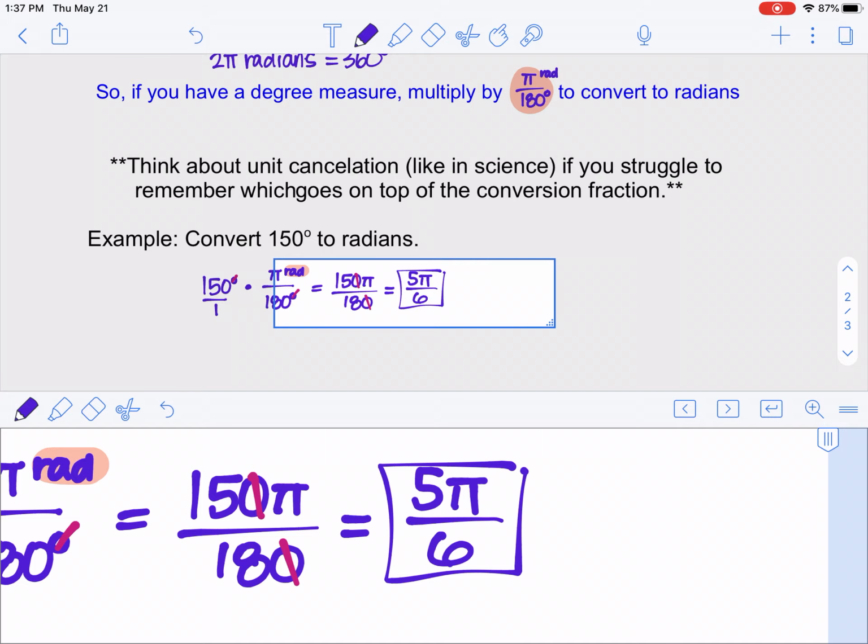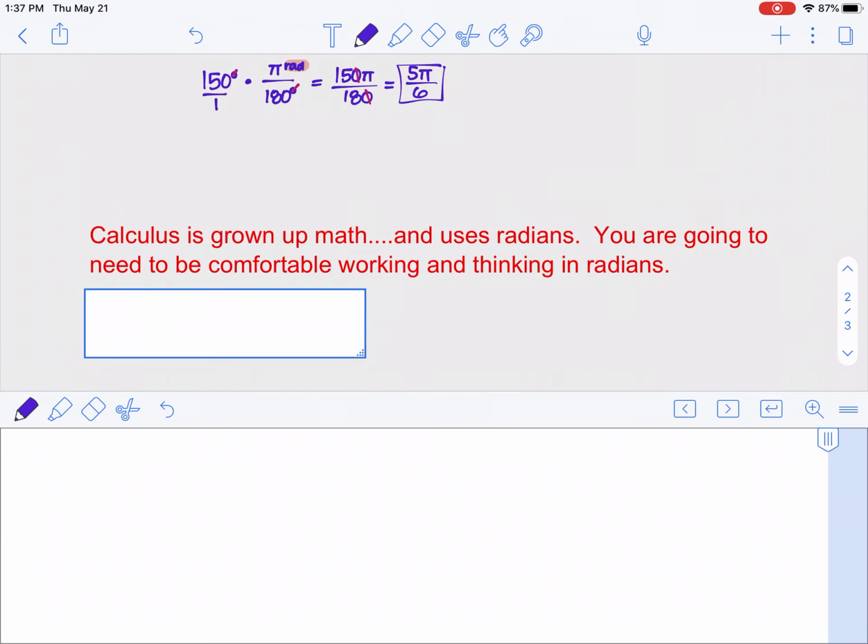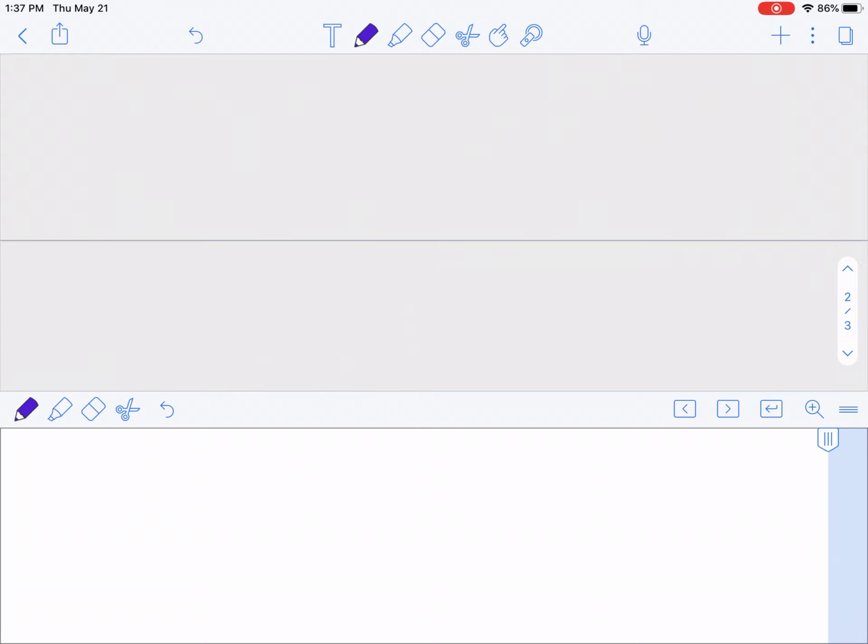All right, now it's really important, right? Calculus is grown-up math, it uses radians. You're going to need to be comfortable working and thinking in radians. It's kind of like when you are starting a new foreign language, right? You know that you really understand that foreign language if you have a dream in it, or you can kind of think in, say, Spanish, as opposed to trying to translate all the time to that other language. And so I really want you to start thinking about angles as radians as opposed to thinking about it in degrees and then translating to radians, because that's just a lot more mental load.